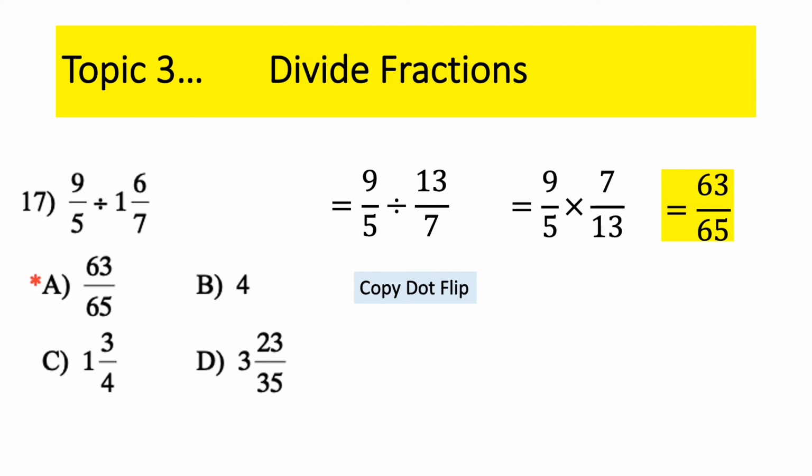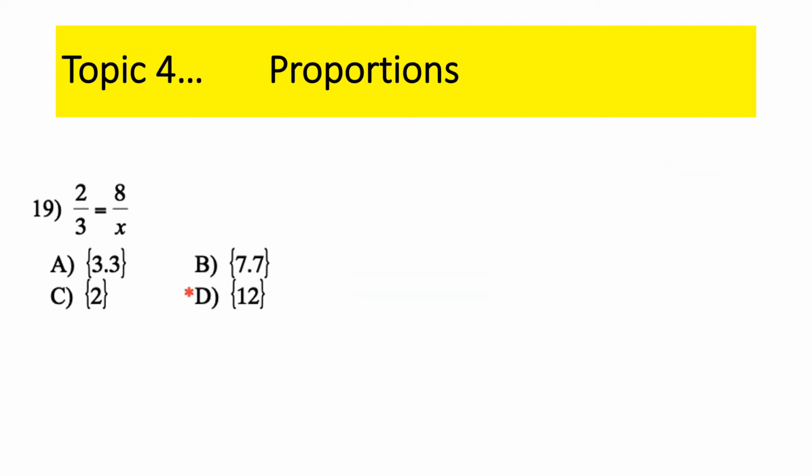Moving on to topic 4, proportions. Remember this? I haven't done this in a while. The rule for solving proportion is cross multiply. We do cross, so literally make a cross. That would be 2 times x is equal to 3 times 8. Look at those numbers. Look at the original problem. See where I got those numbers from.